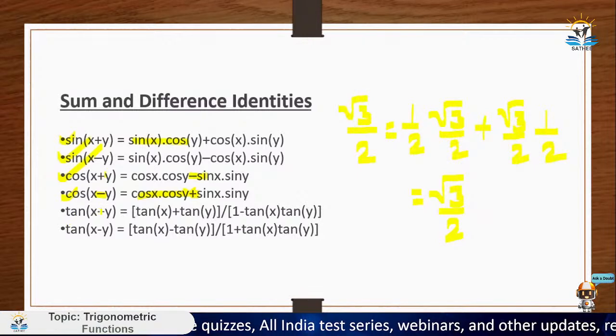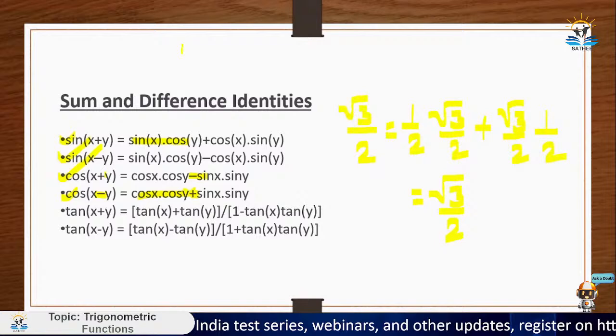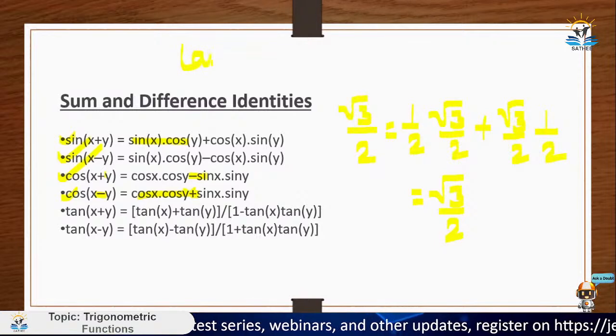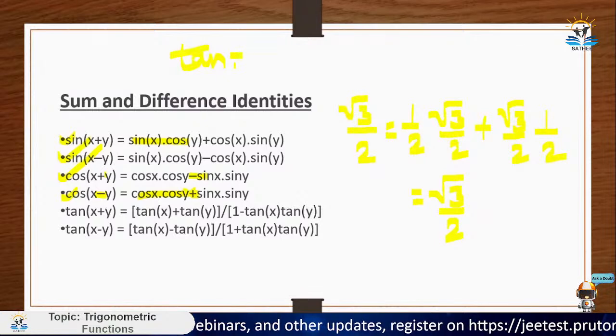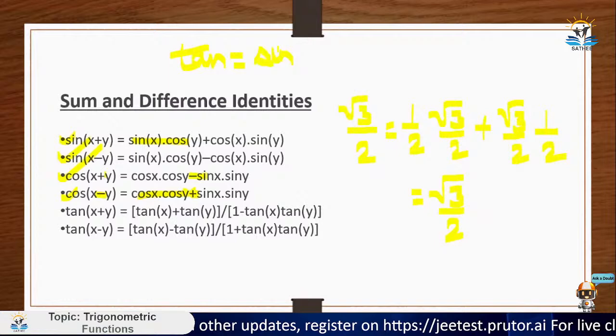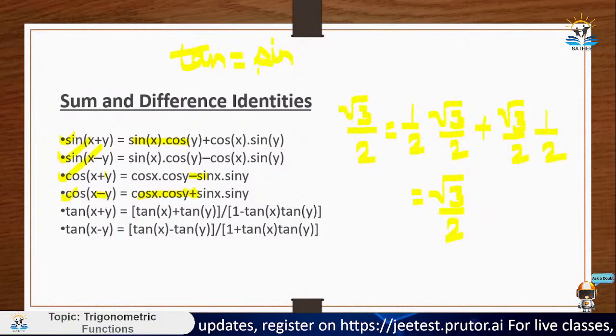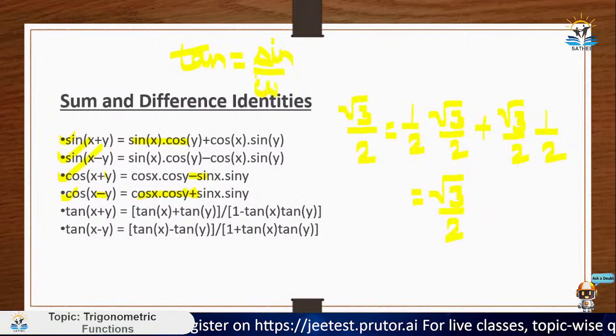So coming on to tan, you can do this by taking the ratio of sine and cos also. This I have not written there, so let me write it here. Tan is equal to sine upon cos.